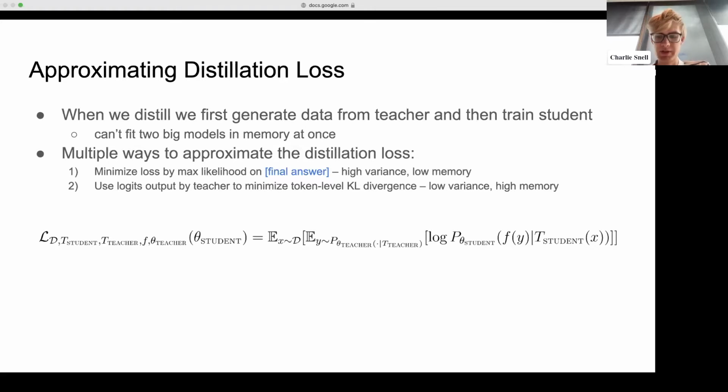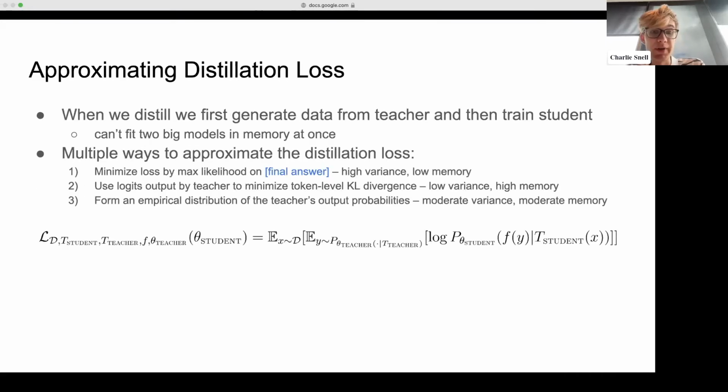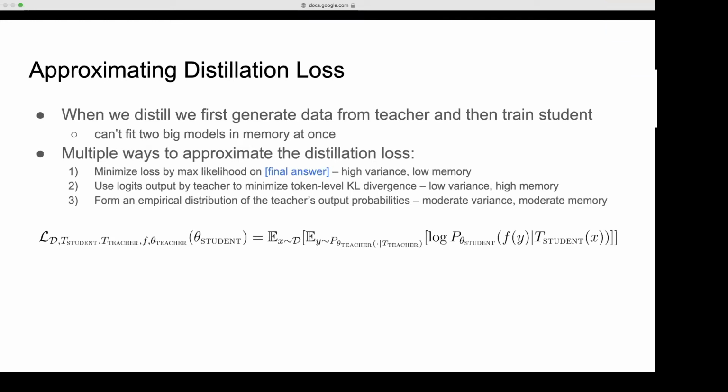This gives rise to a third approach, which gets at a middle ground between these two, which is to form an empirical distribution of the teacher's output probabilities. So at each token, the teacher outputs some probabilities. We can estimate this probability distribution by sampling, say, 100 indexes from the full logits and store just these 100 indexes such that they represent an empirical distribution of the teacher's actual logits. So you sample the indexes from the logit distribution.